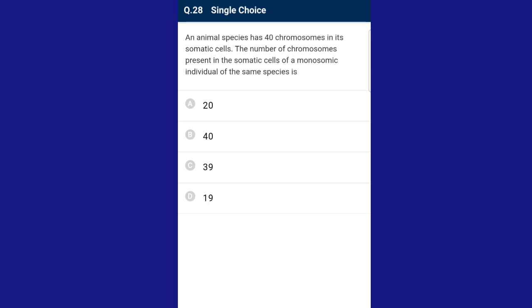Question number 28. An animal species has 40 chromosomes in its somatic cells. The number of chromosomes present in the somatic cells of a monosomic individual of the same species is. Monosomy is the type of aneuploidy in which an organism does not have one chromosome. It is denoted by chromosome number 2n-1. Thus the organism of the species with monosomy will have 39 chromosomes. So the answer is option C.